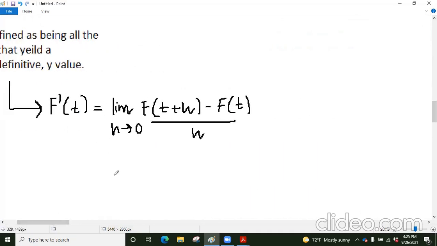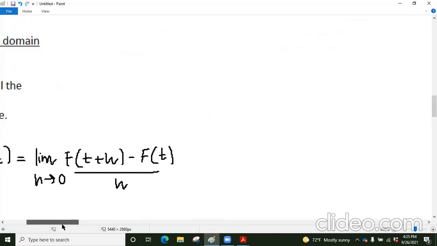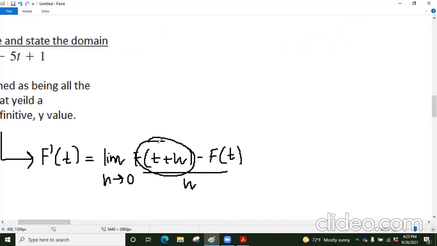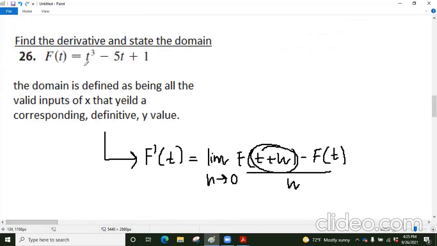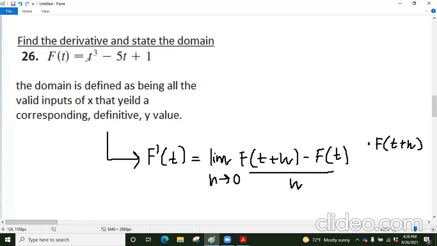And we essentially have established at this point that f of t plus h, what we want to do is take t plus h and plug it everywhere we see a t in the original function. So you can go off to the side and do this. You can say that f of t plus h is just telling you to take t plus h and plug it back into the original function everywhere there's a t.